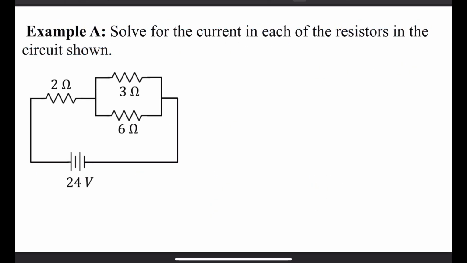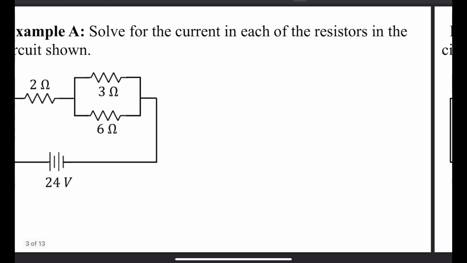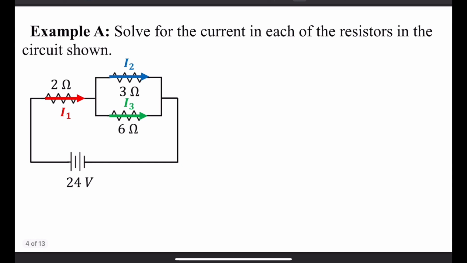The first example here is one that can be pretty easily solved using the equivalent circuit method and working backwards, but I'm going to solve it here using Kirchhoff's laws. And I'm solving for 3 unknown currents: the current through the 2 ohm resistor, which I'm calling I1, the 3 ohm resistor, which is I2, and the 6 ohm resistor, which is I3.